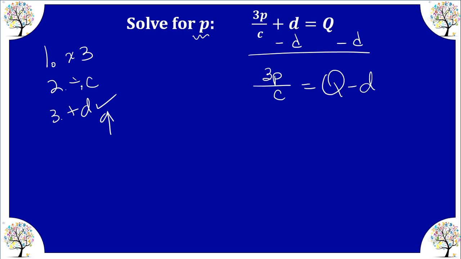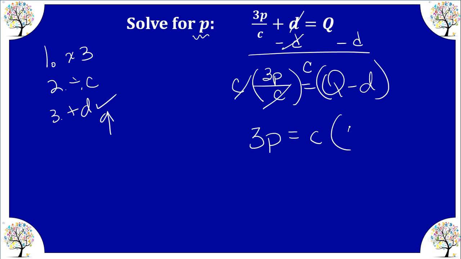Now we need to undo the division by multiplication. And yes, we have to have parentheses here. So that cancels the C. So C times capital Q minus D, close parentheses.